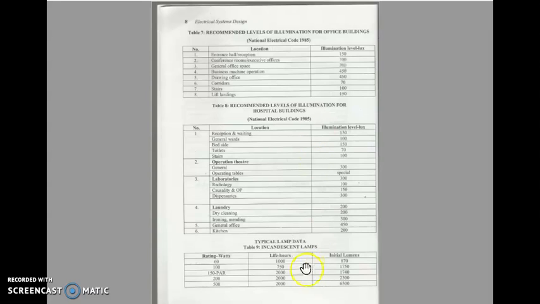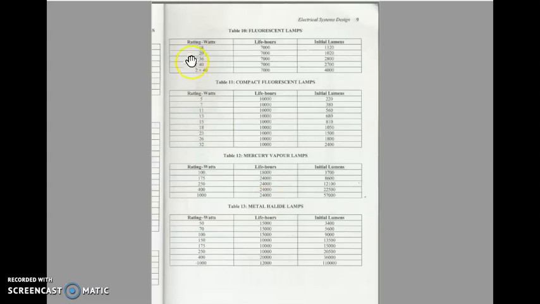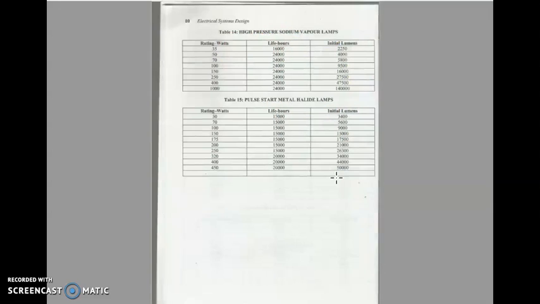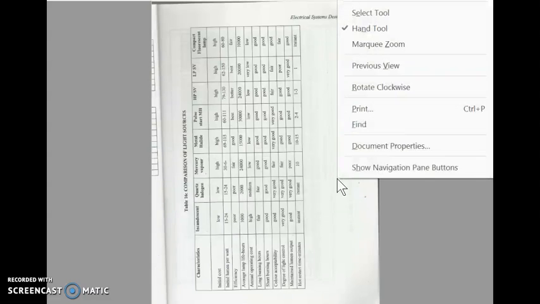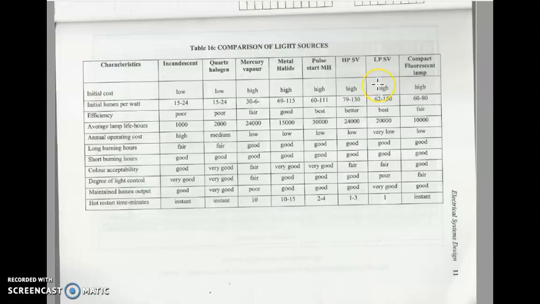Also the different ratings of the lamps and the lumen output is also given. And this is again required if in your question, only wattage is given, then you need to consider the lumen output from this particular table. Different types of lamp, what are the illumination values? This is again a comparison of light sources. Incandescent lamp, mercury vapor lamp, sodium vapor lamp, compact fluorescent lamp, the efficiency, burning hours, restart time.